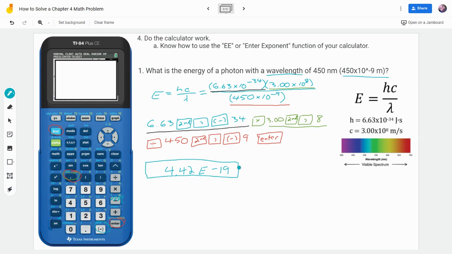So what does this number actually mean? Even though it's the EE button, when it puts it on the screen, it just writes E. So 4.42 E minus 19 is really the same thing as 4.42 times 10 to the minus 19th. And the units for this thing is going to be joules. So yeah, that's how you do one of those problems. So on the quiz, this would be one of your multiple choice answers: 4.42 times 10 to the minus 19th joules. So that's how you do that one.